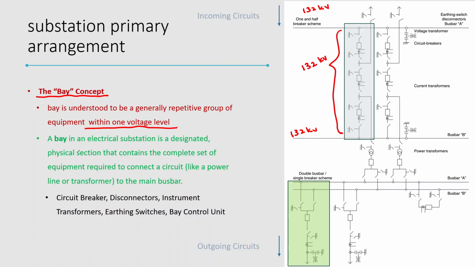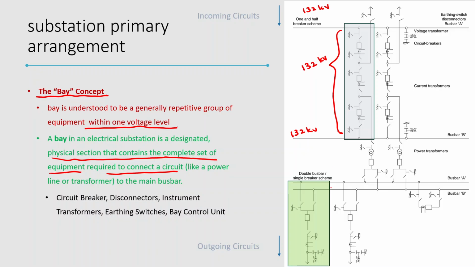Okay, so a bay is also defined as a physical section that contains the complete set of equipment required to connect a circuit, like a power line or transformer, to the main busbar. So here you have circuit breakers, disconnectors. Then you can see you have the instrument transformers, the earthing switches and everything, connected at a single voltage level, and we call it a bay, right?